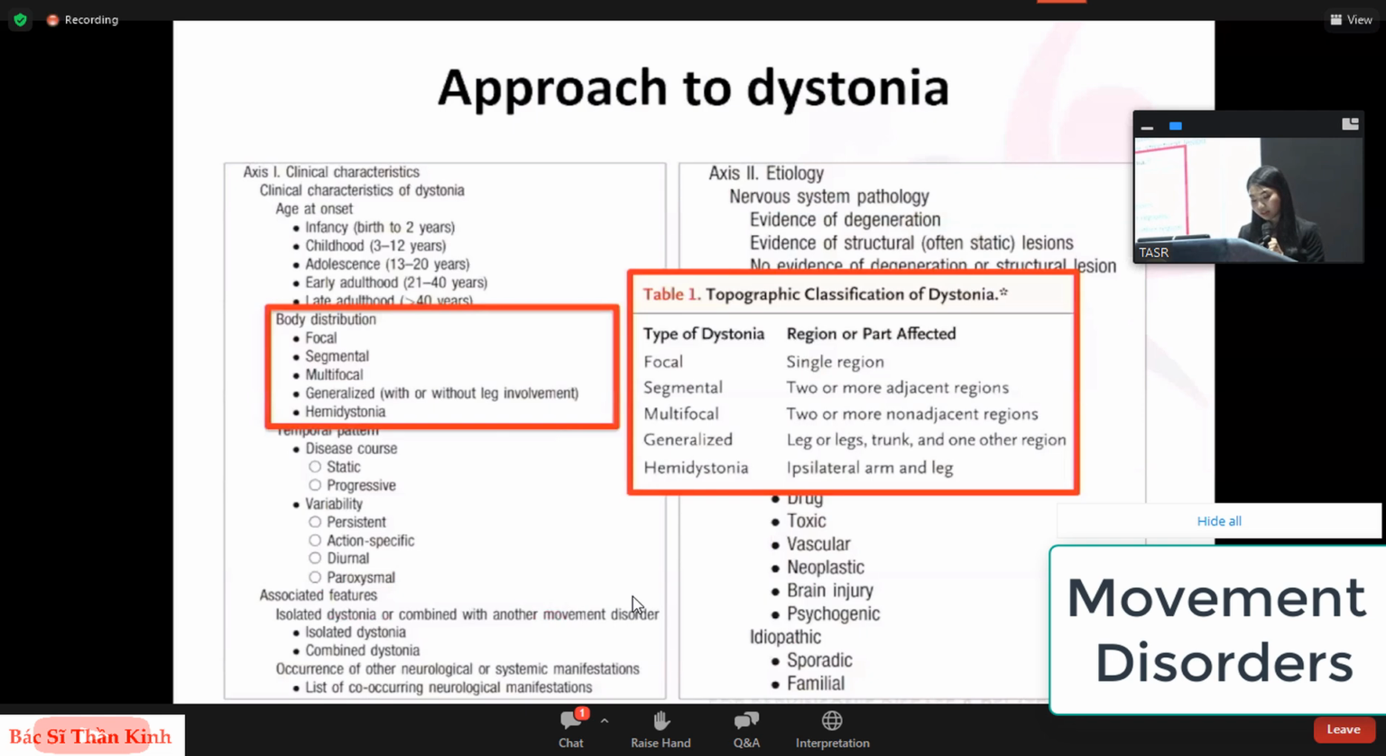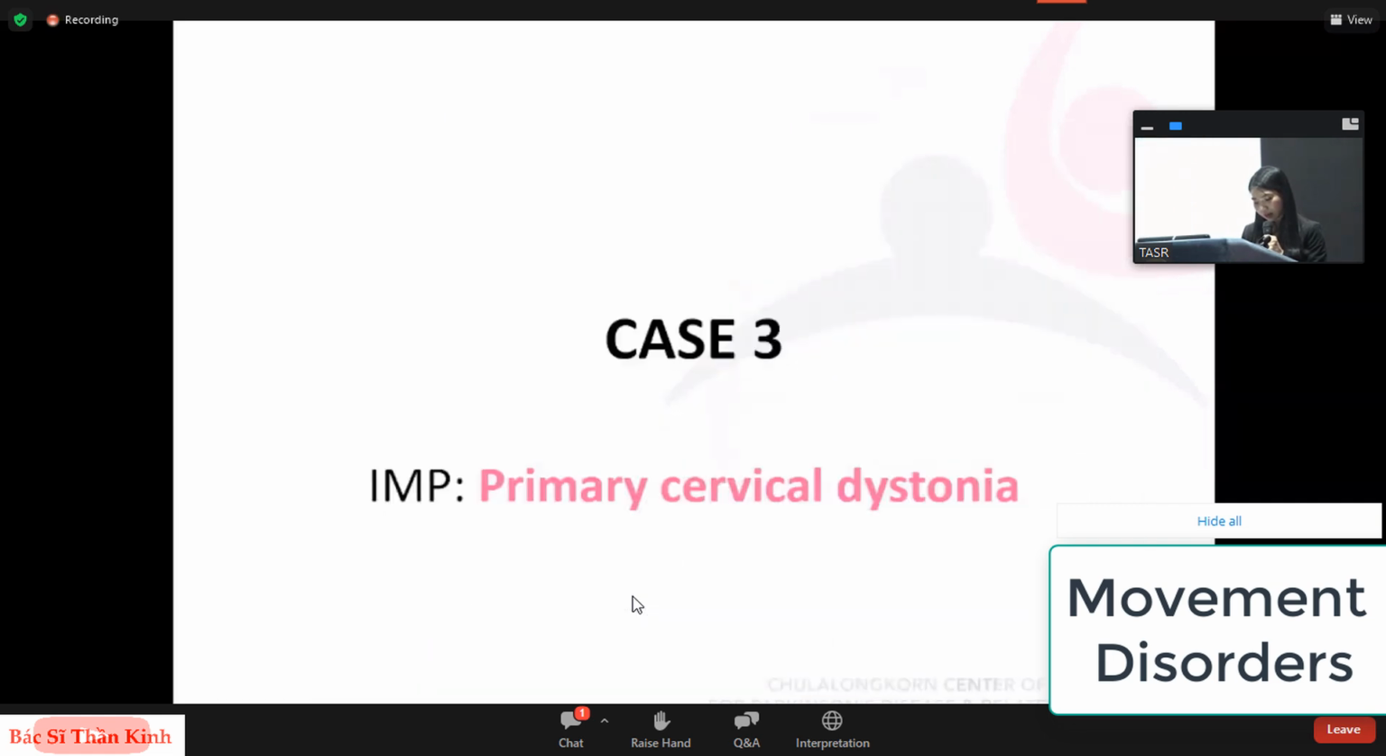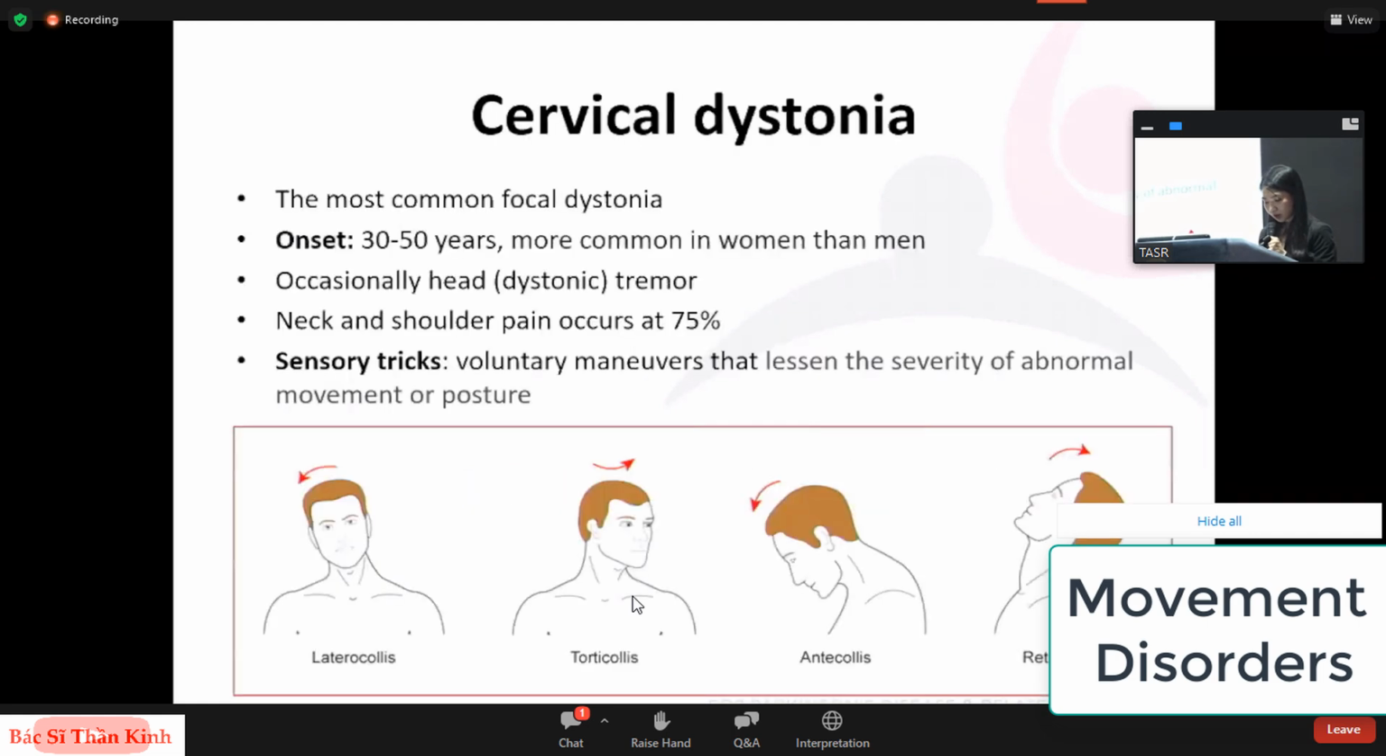It consists of axis 1, the characteristic of the dystonia, and axis 2, the etiologies. In our case, the body distribution is focal, just a single region, and we also did C-spine MRI, and it was negative. So this patient was diagnosed with primary cervical dystonia. So this is the recap of cervical dystonia. This is the most common focal dystonia.